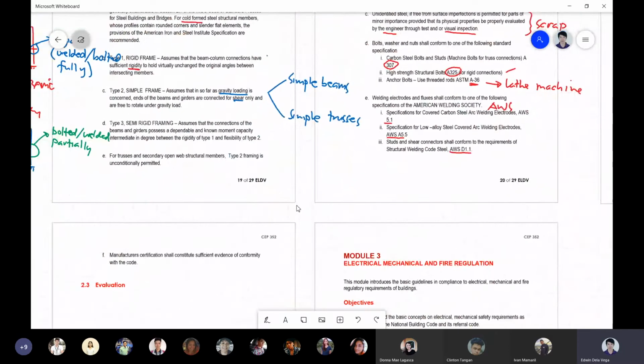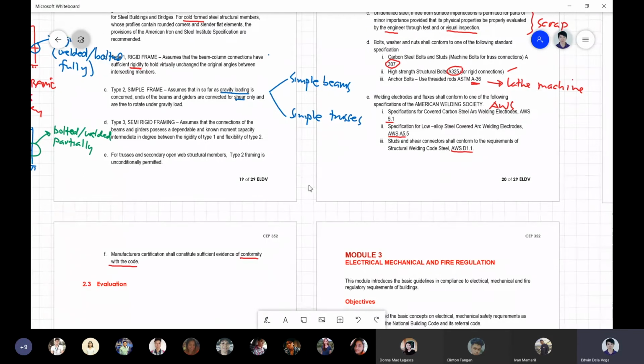Okay, so for letter F of this sheet, we have the manufacturer certification, which shall constitute sufficient evidence of conformity with the code. So normally, hindi tayo pwedeng kumuha sa isang factory na hindi siya certified, no? So there must be conformance with the code. So baka yung factory na yun hindi standard ang pag-manufacture niya, nagkakaproblema tayo sa construction. Okay?